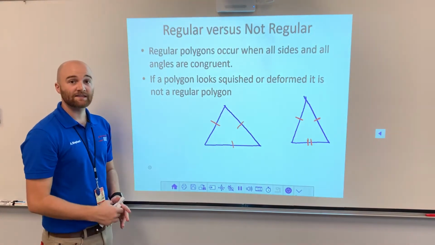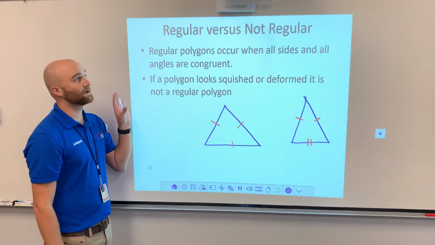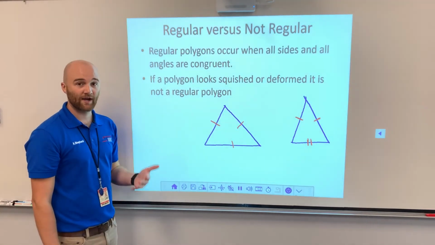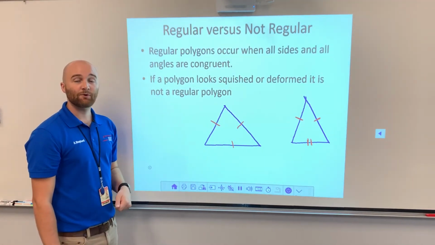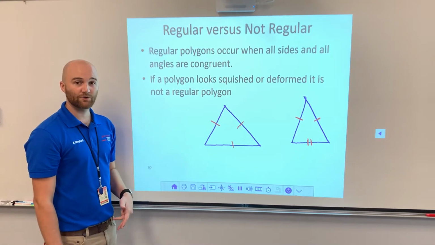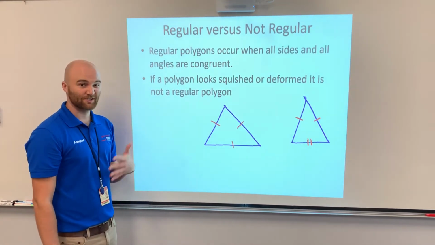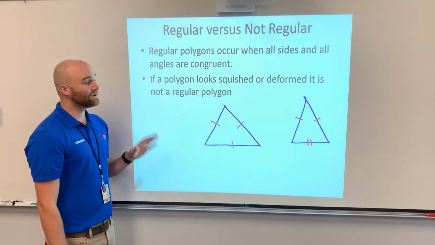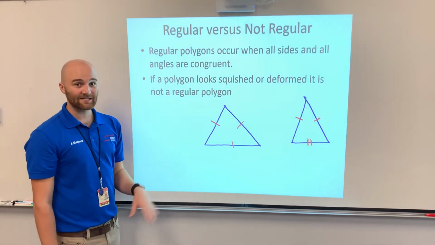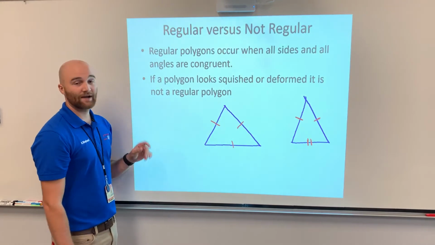The easiest way to think about congruency and whether a polygon is regular or not is to think about whether it looks like the normal perfect version of that shape or whether it looks like it got squished or deformed or sat on or punched or beat up. If it looks like it's had any of those things happen to it, it's not a regular polygon.